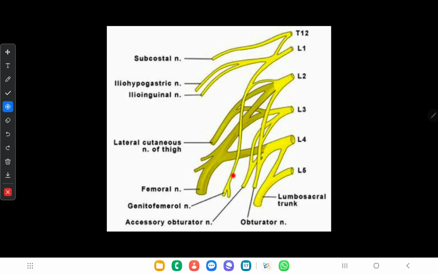Hello everyone, today we are going to discuss the lumbar plexus. Lumbar plexus is one of the main nervous pathways which supply the lower limb, and it is formed in the substance of psoas major muscle. Lumbar plexus is formed by anterior primary rami of upper four lumbar spinal nerves. That means anterior primary rami of L1, L2, then L3 and L4.